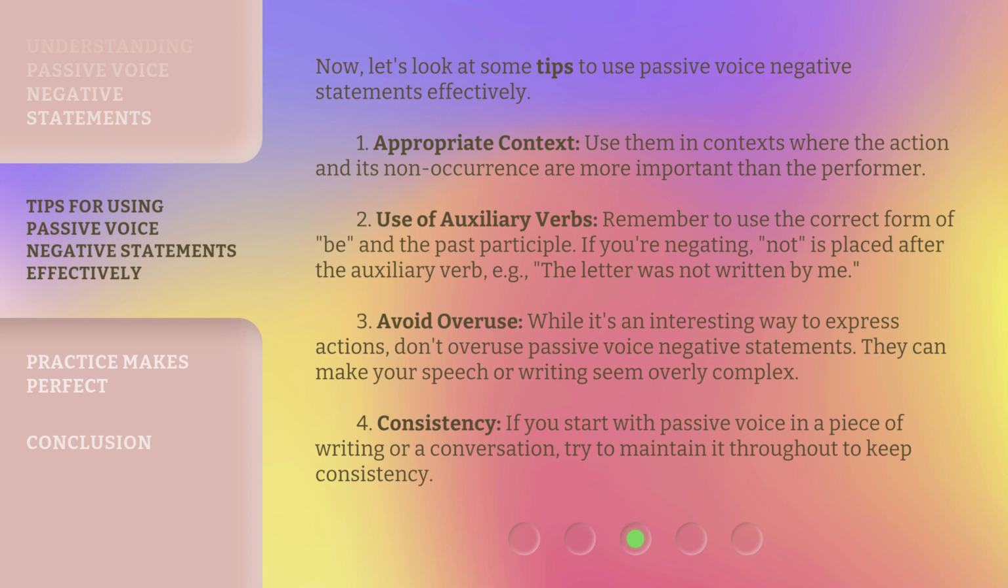2. Use of auxiliary verbs. Remember to use the correct form of be and the past participle. If you're negating, not is placed after the auxiliary verb, e.g., the letter was not written by me.